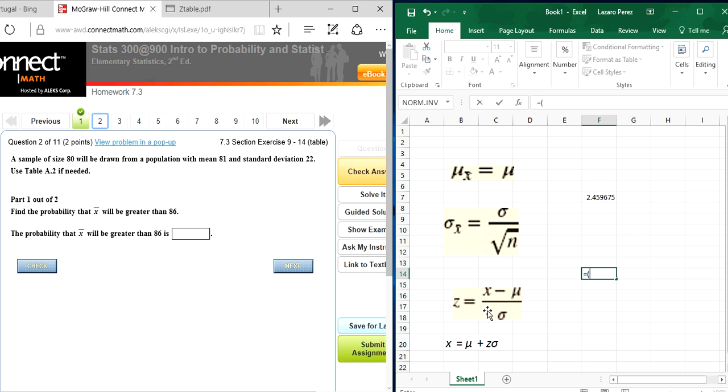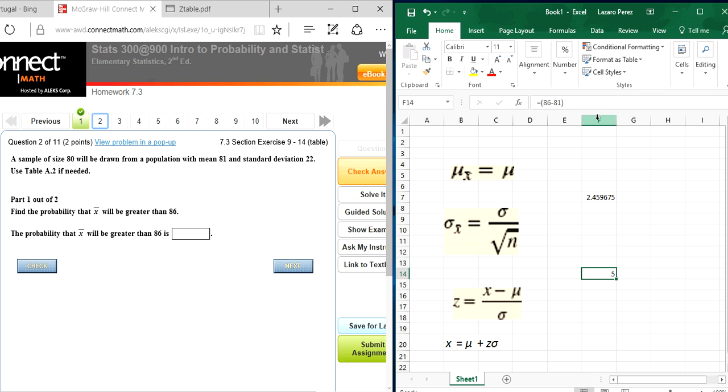Equals, our x value is going to be 86, what we're looking for, minus our mean. Our mean is 81. Notice that the mean does not change. The mean of the sampling distribution is the same as the mean of the population. Only the standard deviation changes. Now let's put in our new standard deviation, so not 22, but the new one that we just came up with.